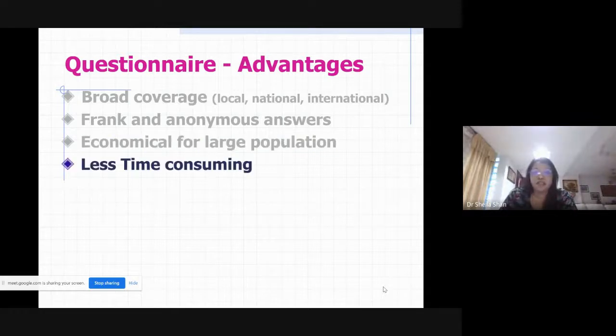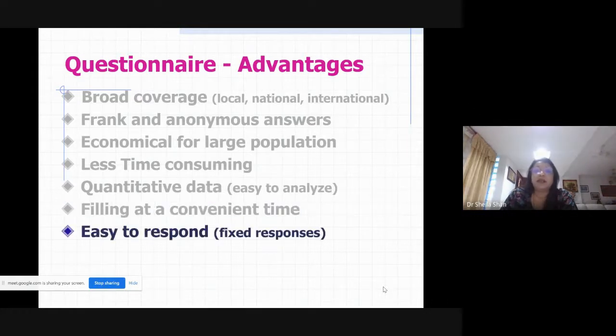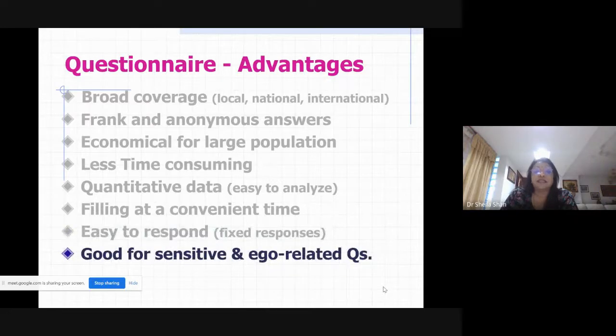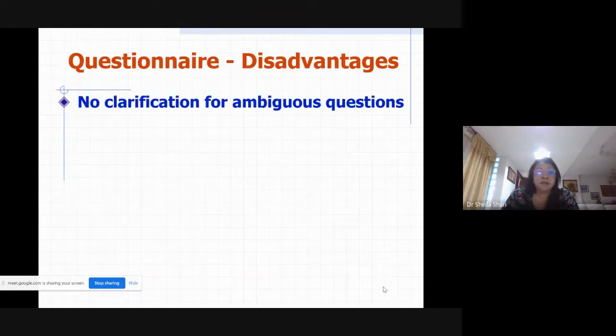Economical for a large population, less time consuming. A questionnaire is easy to analyze, and can be filled at a convenient time. Whenever they are free, they can respond to your questions, compared to face to face, where you give them 20 minutes and they have to sit down and fill in your questionnaire. So it is easy to respond. Good for sensitive and ego related questions, though of course don't give any overly sensitive question. Original, hard to obtain data. Some questions are difficult to get a sincere answer for.